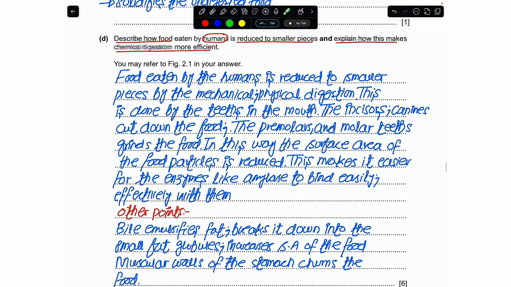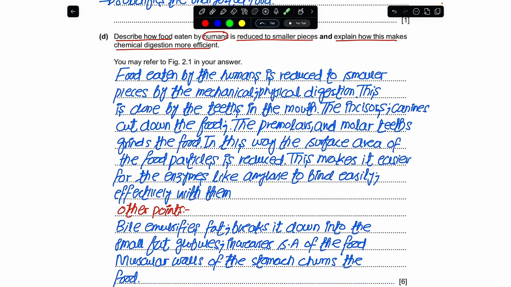The other approach could be that physical digestion does not only happen in the mouth, it also happens in the stomach. But in the stomach, we cannot talk about the teeth; rather we would say that the stomach has muscular walls, and those muscular walls help to churn the food, breaking down the food particles into smaller ones and increasing their surface area for effective digestion by the pepsin enzyme.